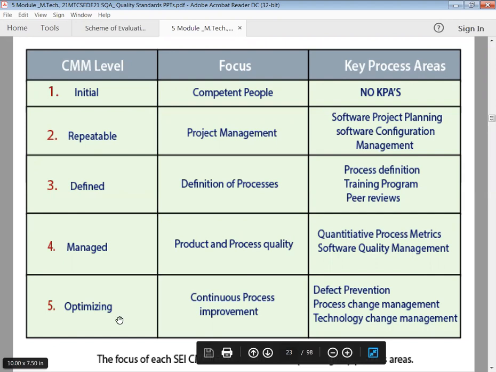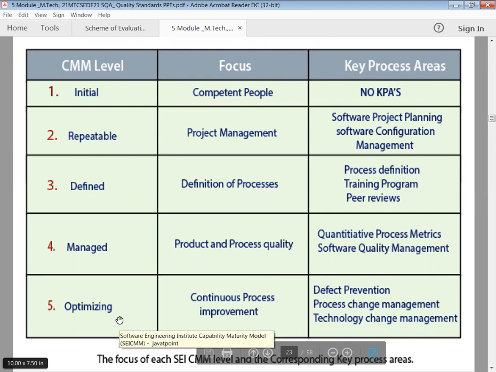So optimal means, I think you might have studied it in software research methodology. So what is optimization? What is optimization?